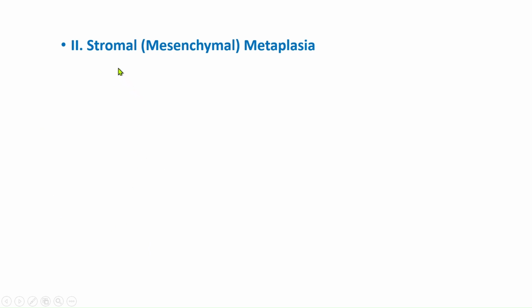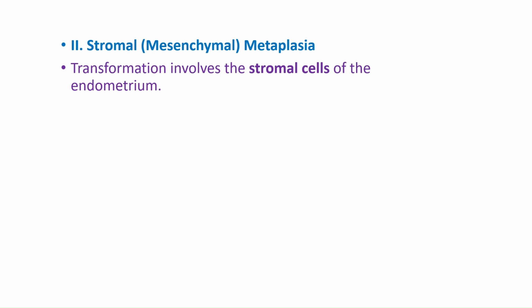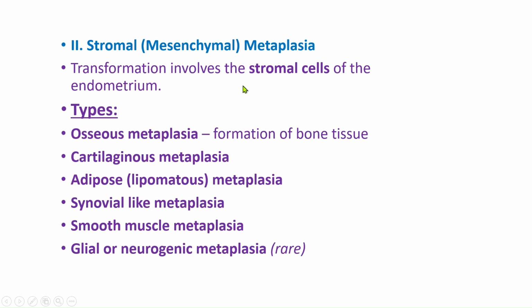Now, the second type is stromal or mesenchymal metaplasia. This is a rare metaplasia as compared to epithelial metaplasia. So, the transformation involves the stromal cells of the endometrium, and the types are osseous metaplasia, cartilaginous metaplasia, adipose metaplasia, synovial-like metaplasia, smooth muscle metaplasia, and glial or neurogenic metaplasia, which is rare in nature.